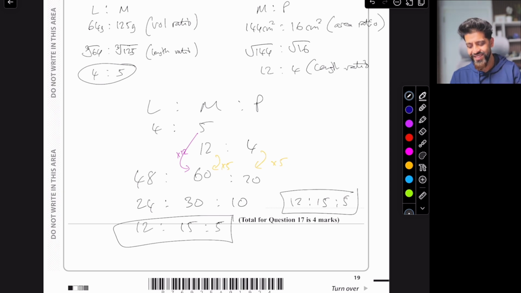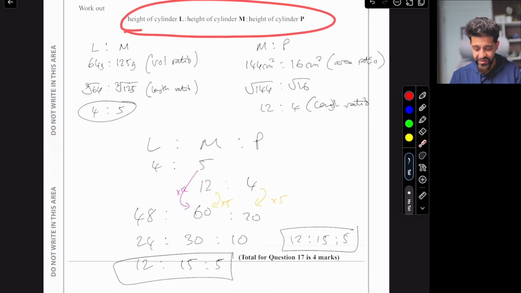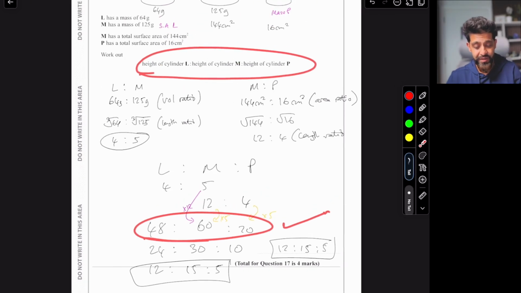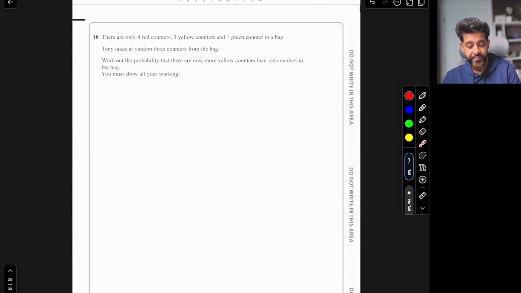Now, this particular question doesn't actually say give it in your simplest form, does it? So I'm assuming this is going to be fine as well. All right, so whichever stage you did it, because it doesn't say give it in your simplest form, you'll get all the marks there.